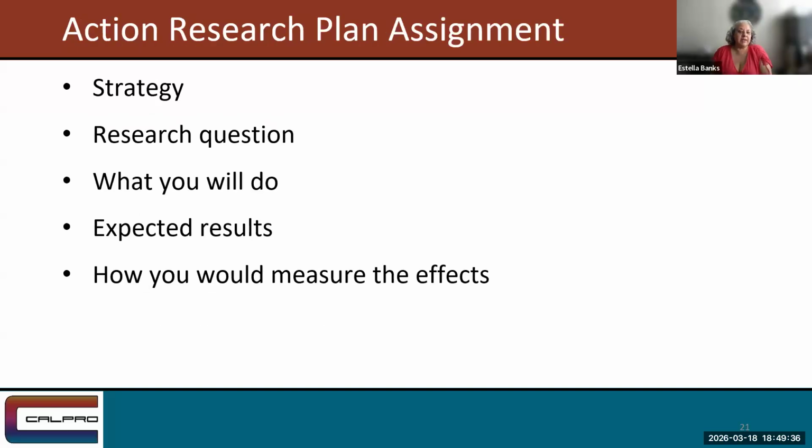So for this assignment, you will share your strategy, your research question, what you will do, expected results, and then how you will measure the effects.